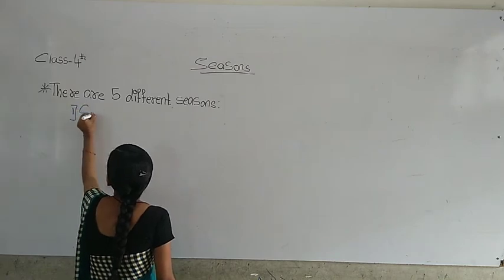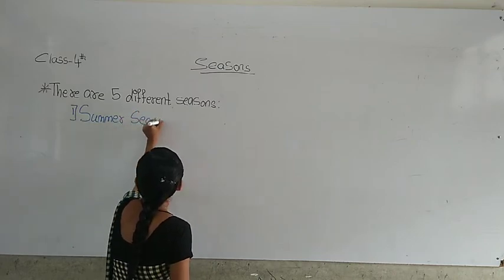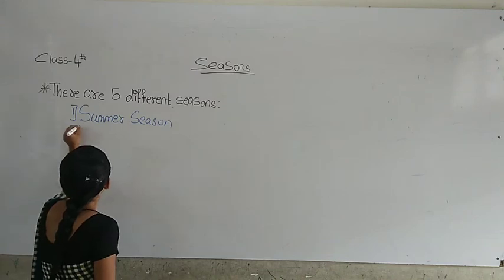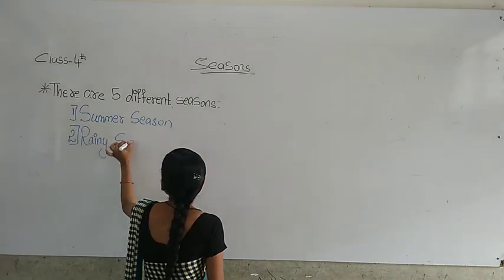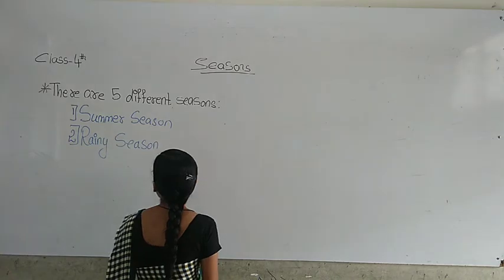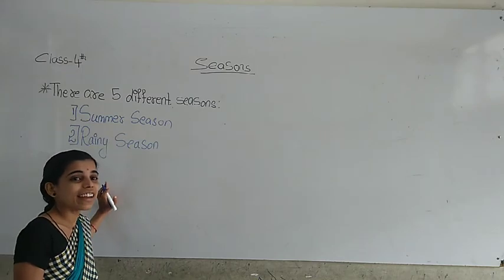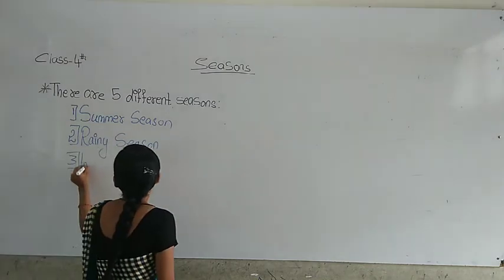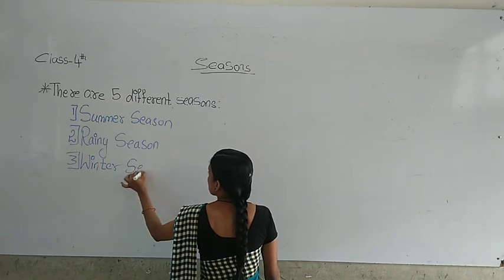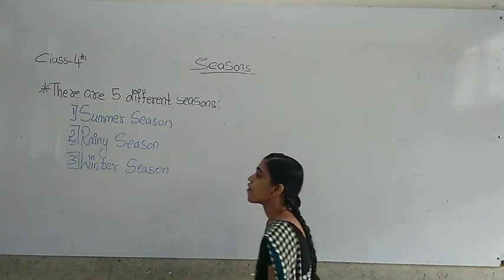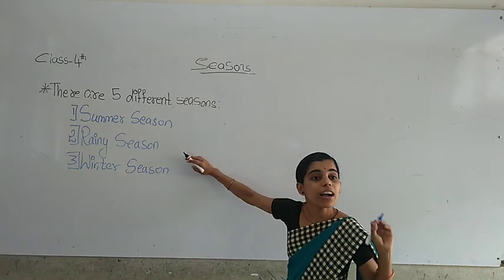First one, summer. S-U-M-M-E-R. Summer season. Second one is rainy season. R-A-I-N-Y. Rainy season. Third one, yes, you're right, it is winter season. W-I-N-T-E-R. Winter season. So these three seasons are common seasons in our country.